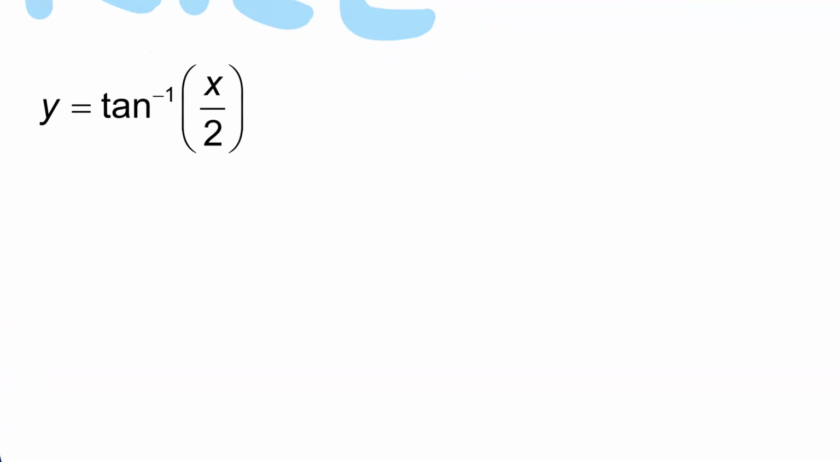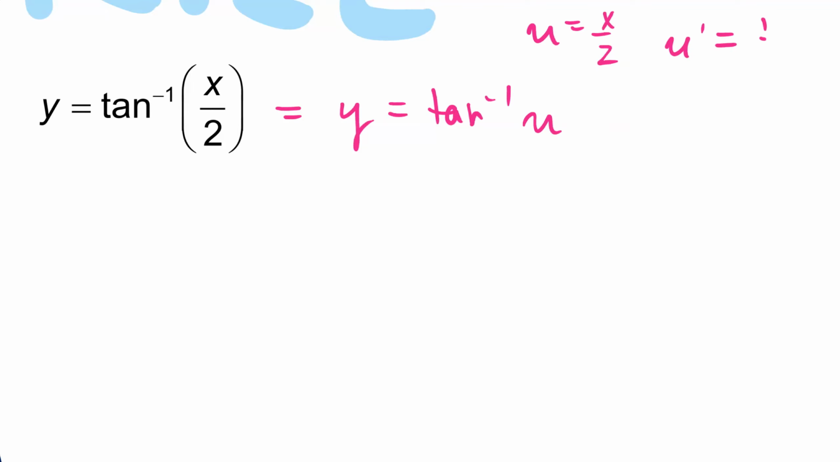All right, so y equals tan inverse of x over 2. So what I'm going to do is write this as y equals tan inverse of u. Here, u is equal to x over 2, and u prime is going to be 1/2. Cool. So let's go ahead and find the derivative.